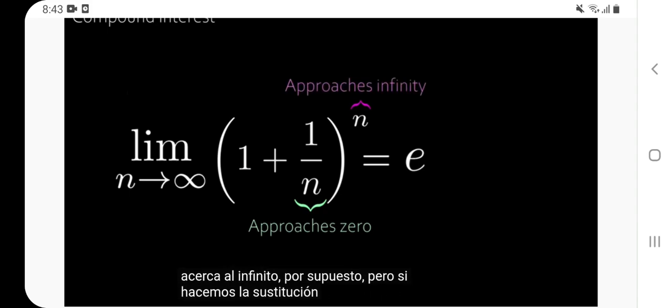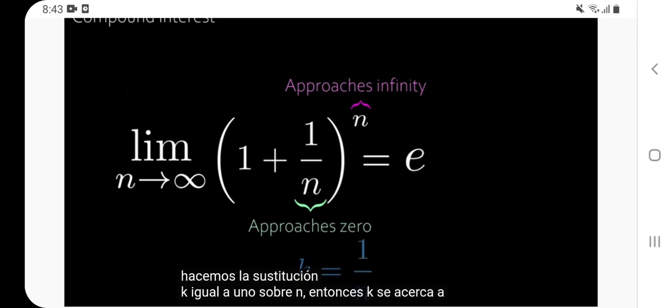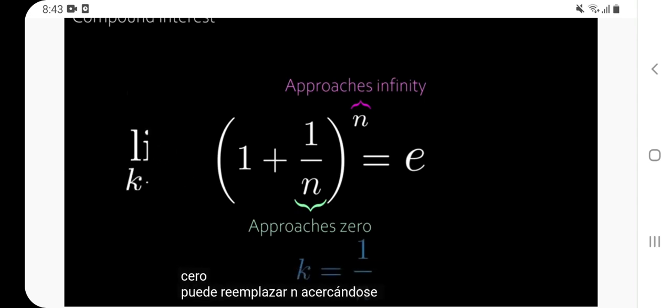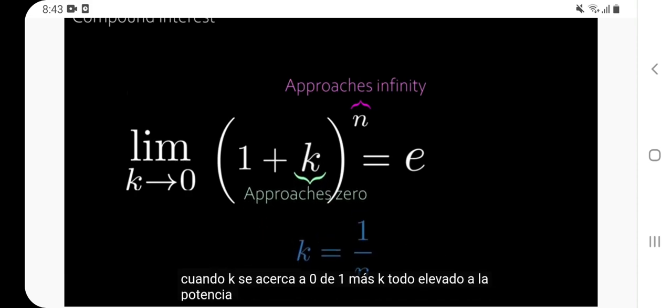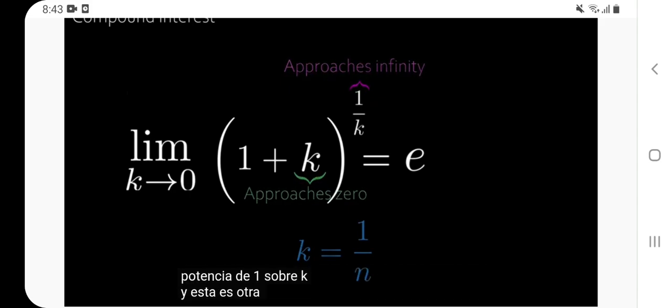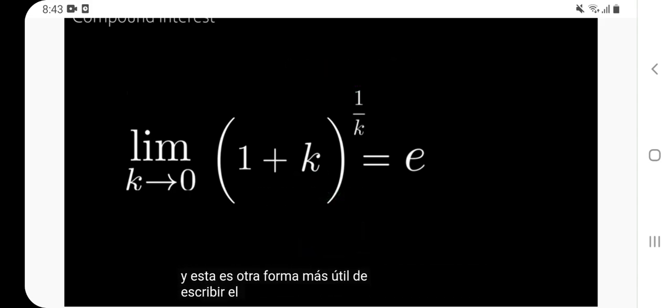But if we make the substitution k equal to 1 over n, then k approaches 0 can replace n approaching infinity, and we get the limit as k approaches 0 of (1 plus k) all to the power of 1 over k, and this is another, more useful way of writing the number e.